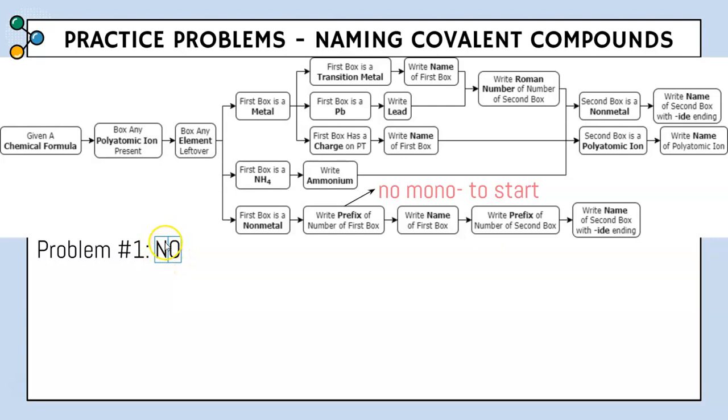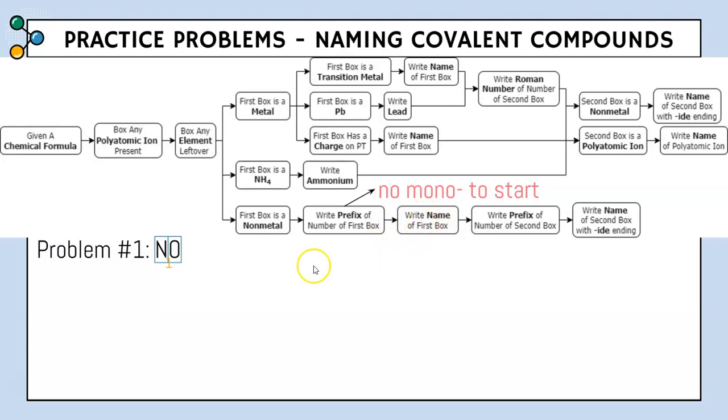Looking at our first box, nitrogen. Is it a metal, NH4, or a nonmetal? Well, nitrogen is a nonmetal, so we're going to take the bottom track this time. We're going to write the prefix of the number of the first box. Well, there is no number after the first box, and remember, in chemistry we never write one, so we know there's one of our first box. And one has a prefix of mono, but we do not start our name with mono. Since we would use the prefix mono for our first box, we're just going to skip that step and move on. But if it was 2, 3, 4, or higher, we would have to use that prefix.